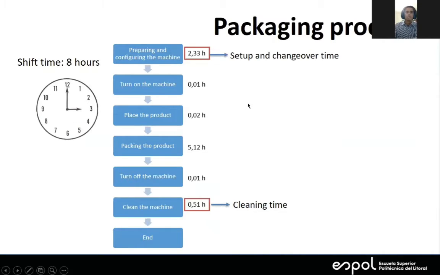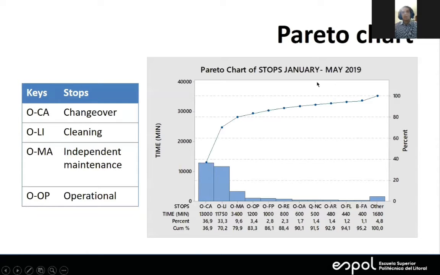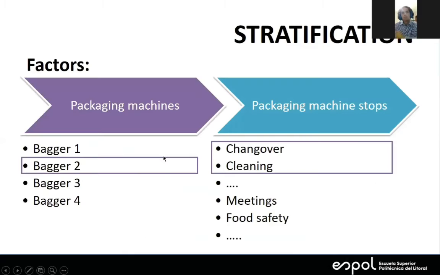Then, to observe what was causing this low availability, we did, first, a flow diagram in which we observe that the setup, changeover, and cleaning time are quite high. Second, a Pareto diagram was made using the company's record to know what the highest stop times are. This showed us that these are the changeover and cleaning times. For this reason, we decided that in this project we are going to focus on the changeover and cleaning process of machine 2.